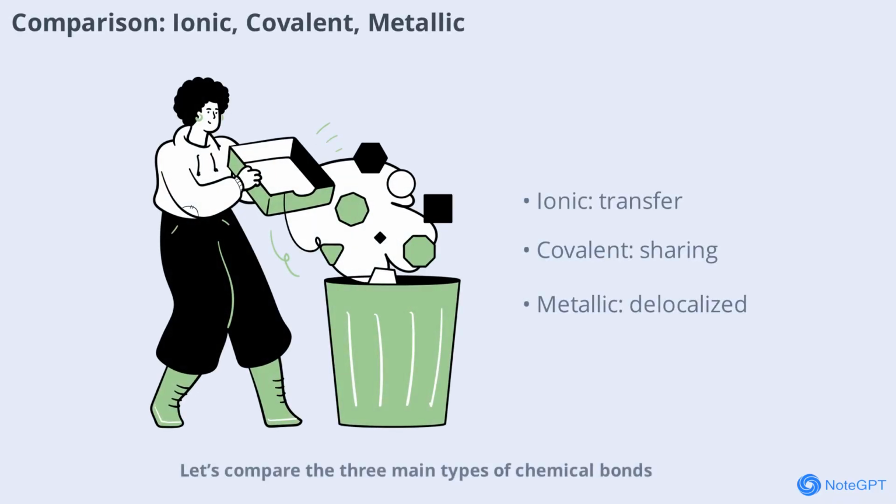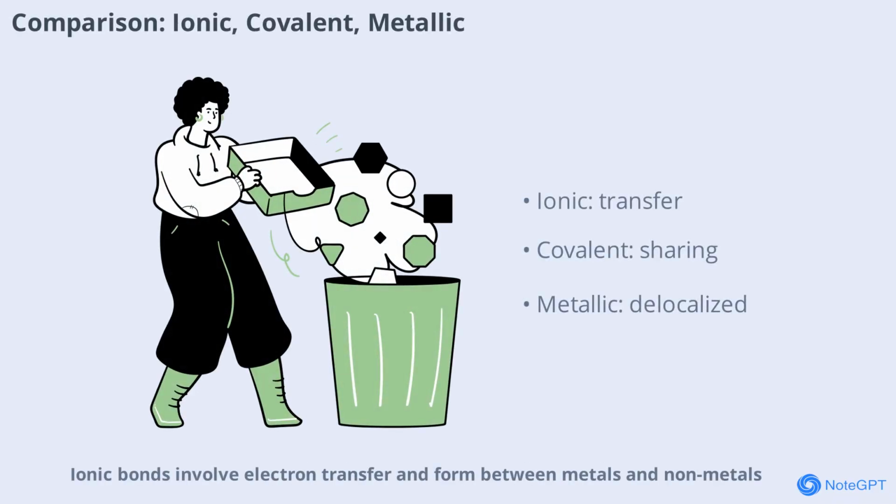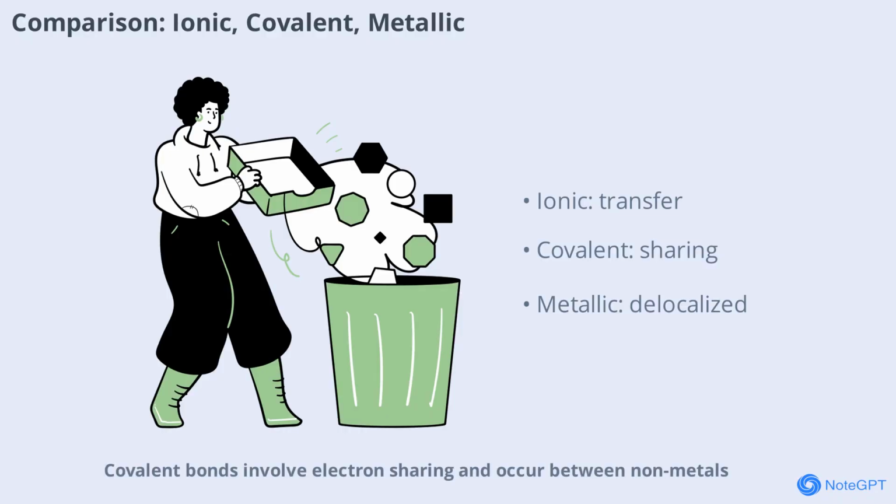Let's compare the three main types of chemical bonds. Ionic bonds involve electron transfer and form between metals and nonmetals. Covalent bonds involve electron sharing and occur between nonmetals. Metallic bonds feature a sea of delocalized electrons among metal atoms. Each type of bond results in different properties and uses in everyday life.